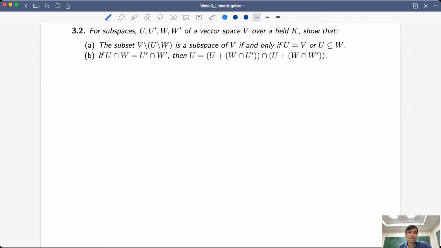So the next one is again related to subspaces. A similar question we have done in the previous class. If U and W are subspaces of a vector space V over a field K, then the subset V minus U minus W, that means the complement of U minus W in the vector space V, is a subspace of V if and only if you either have U exactly equal to V or U contained in W.